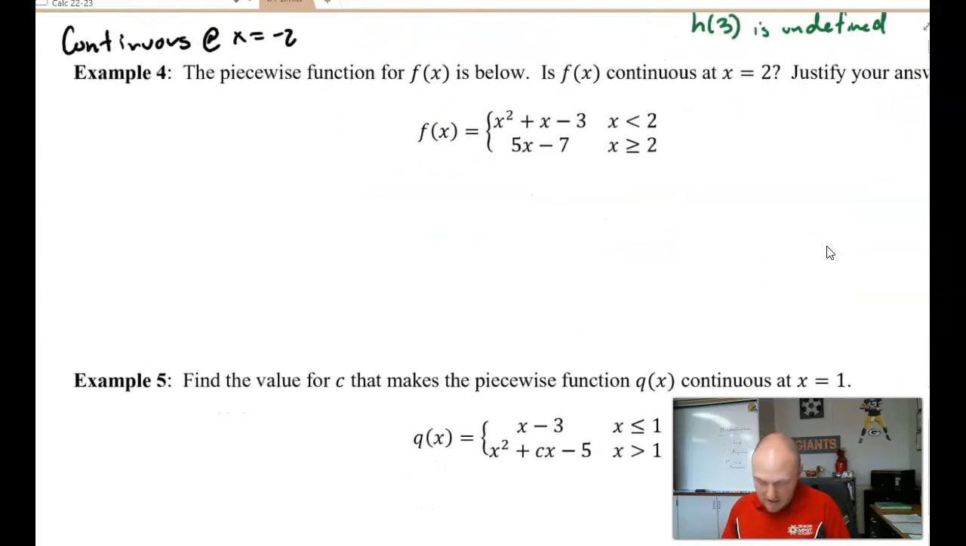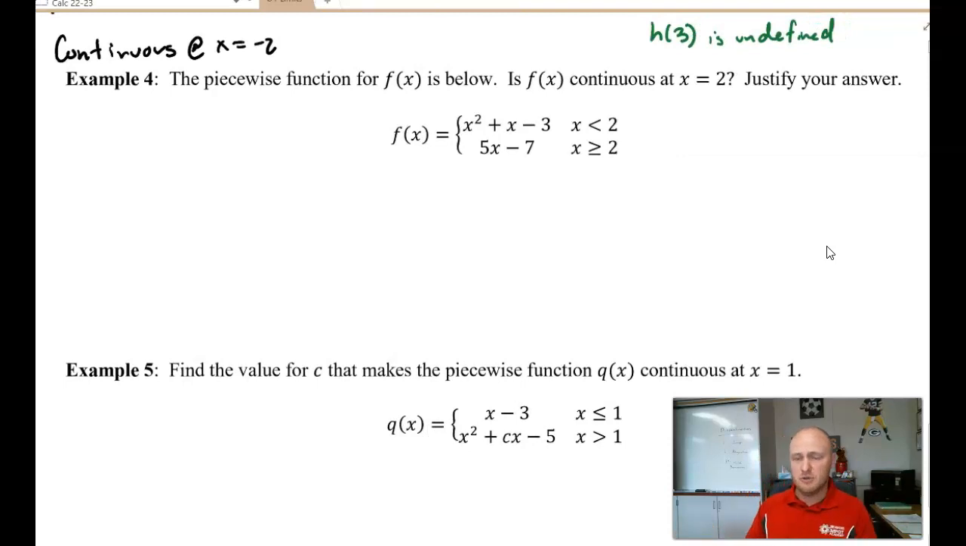Okay, here is example number 4. This should definitely be a practice problem. Go ahead, pause the video, try this one. Is f of x continuous at x equals 2? Justify your answer. Pause the video. We'll go ahead and check it in a second.